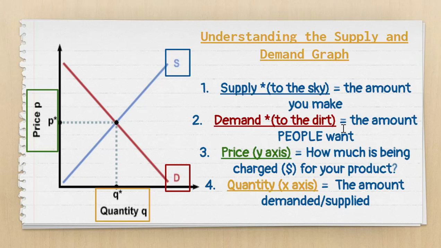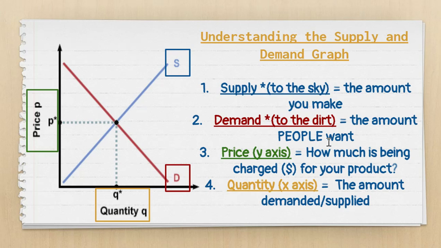Then you're going to have your demand line. That's going to be the amount people want. So this is the amount of soap people demand you give them, or that they demand at a certain price. And that line is going to be represented by this red line right here. And how I like to remember it is demand will always go down to the dirt. Down to the dirt, supply to the sky. And so your demand line is going to be the amount people want to buy.